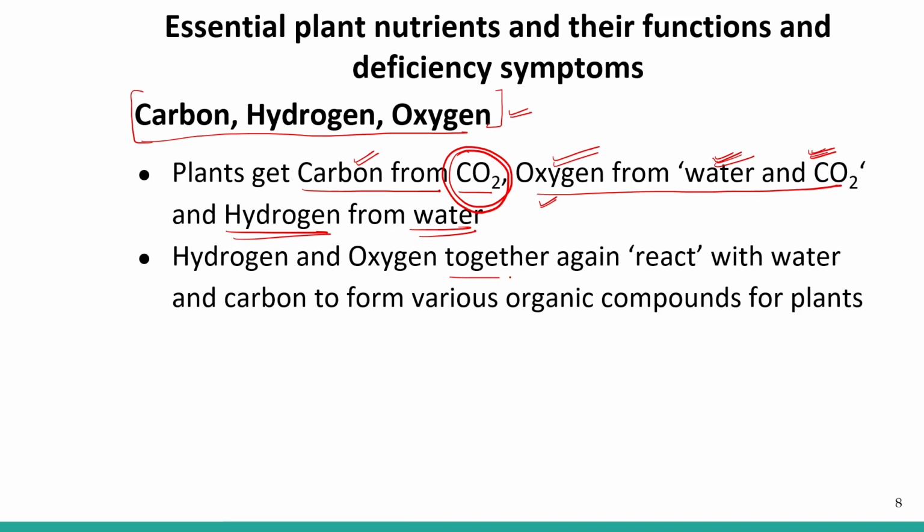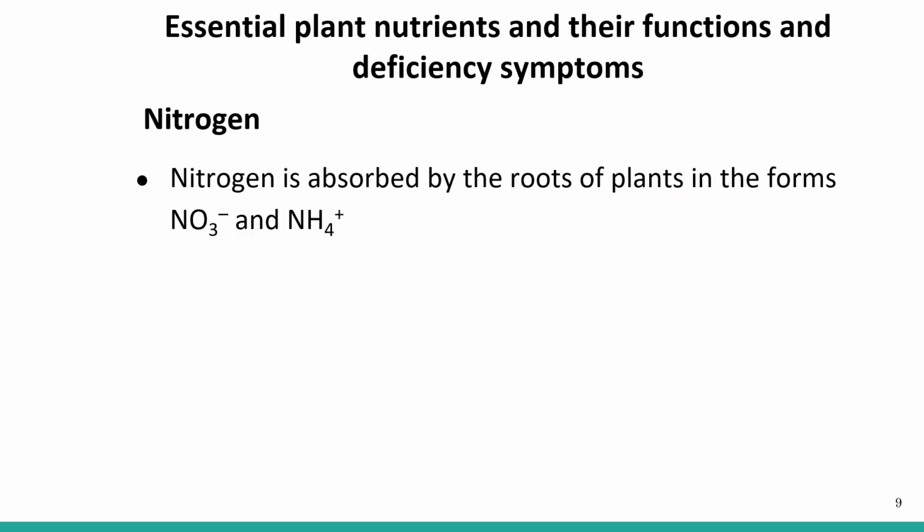Hydrogen and oxygen together react with water and carbon to form various organic compounds for the plant. Basically they form carbohydrates. Carbohydrate is an ultimate source of energy, and it is also the component that forms the structure and organization of the plant, right?